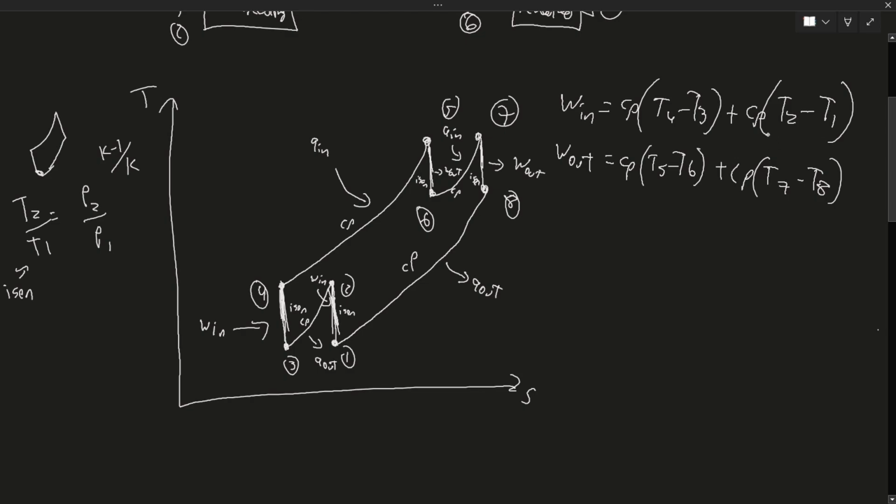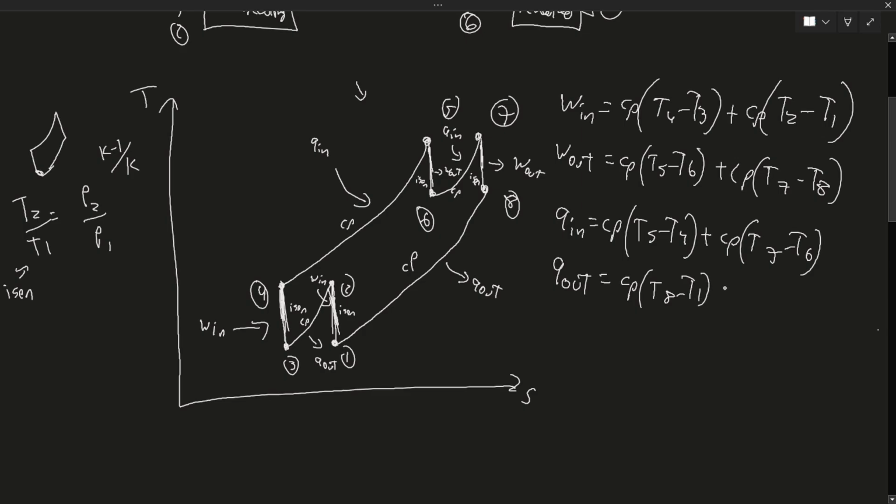These might be a little confusing because of the numbers, but if you know this TS diagram by heart, this should be really, really easy. Q in is equal to Cp (T5 minus T4) plus Cp (T7 minus T6). To find the heat exiting your system, it's equal to Cp (T8 minus T1) plus Cp (T2 minus T3). That's it. That's all you need to understand. You don't necessarily need to know these by heart, but just understand this TS diagram and the rest is super easy.